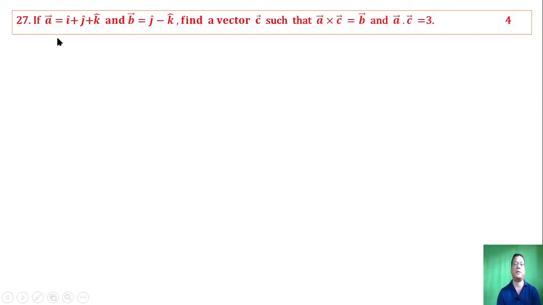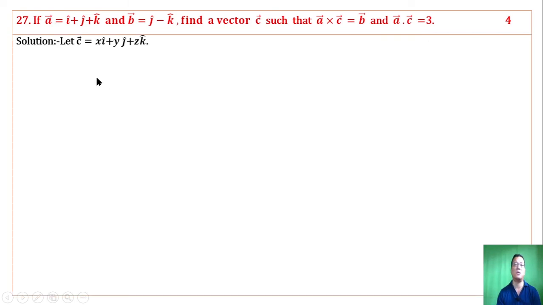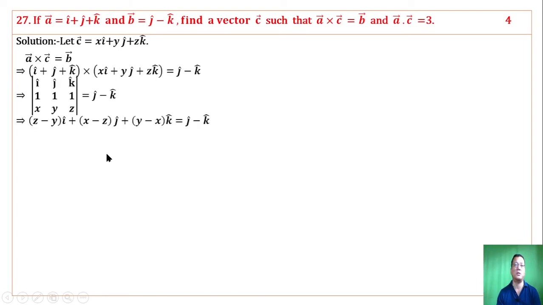27. If a vector equal to this, b vector equal to this, find a vector c such that a cross c is b and a dot c is 3. 4 marks. Let c equal to x i plus y j plus z k. a cross c is given as b. By definition we get this. Equating both sides we get z minus y equal to 0, x minus z equal to 1 and y minus x equal to minus 1, equation 3.